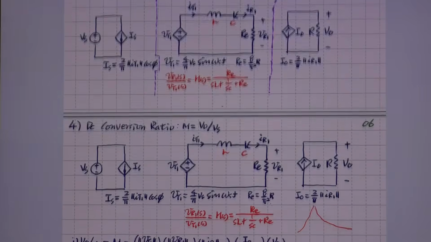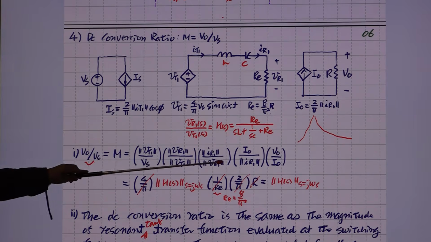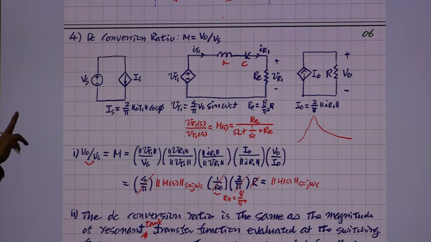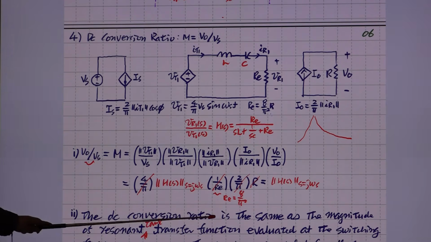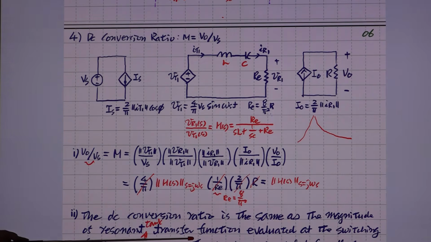And the DC conversion ratio can be evaluated through this very complicated process, but the result is the same as the previous one, the much simpler one presented in the second page of this lecture slide. So the same story, all of them cancel. This is the conclusion. The DC conversion ratio is the same as the magnitude of the resonant tank transfer function, evaluated at the switching frequency.